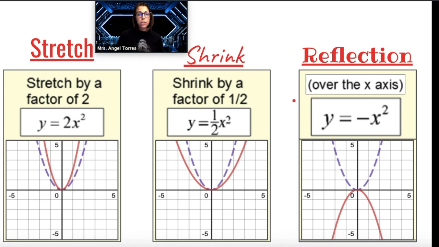The first transformation we are going to explore is what's called a stretch, a shrink, and a reflection. All of this has to do with what you're multiplying your quadratic by. In a stretch, we're multiplying by a number whose absolute value is greater than 1. In a shrink, that value is a fraction between 0 and 1. And in a reflection, that value is any negative number. So let's take a look at what all three of these look like together.